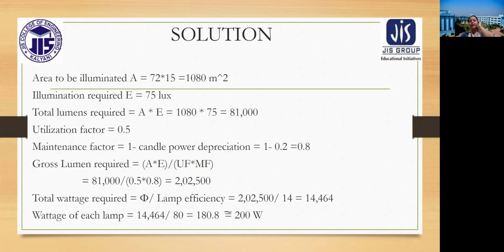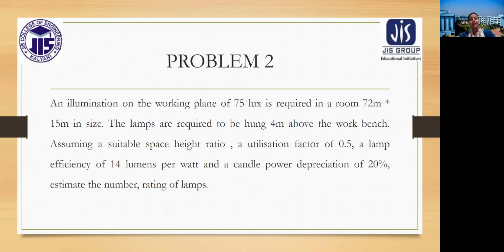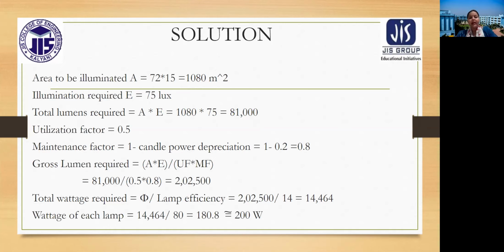So the area to be illuminated is 72 into 15. Now the illumination required is also mentioned, 75 lux. So the total lumen required will be A into E, which is calculated as 81,000. Utilization factor is given as 0.5, and maintenance factor is 1 minus depreciation factor. In your problem, depreciation factor is told as 20%, right? So your maintenance factor will be 1 minus 20%, so it will be 0.8.